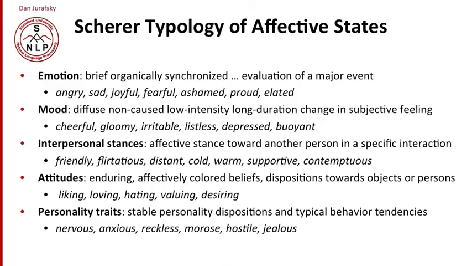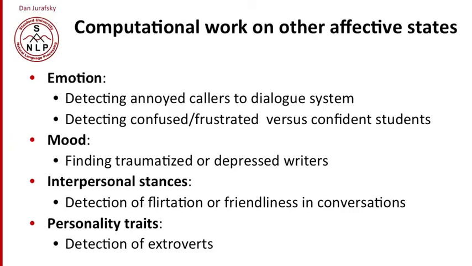Now remember that sentiment is really just one of many kinds of affective state. It's a kind of attitude classification, but there are lots of other kinds of affective state classification that come up in computational problems that are very similar to sentiment analysis. So to look at some of them, for emotions, we might want to detect annoyed callers to some dialogue system. So it's detecting the emotion of annoyance, or detecting confused or frustrated students in an online tutorial versus confident students.